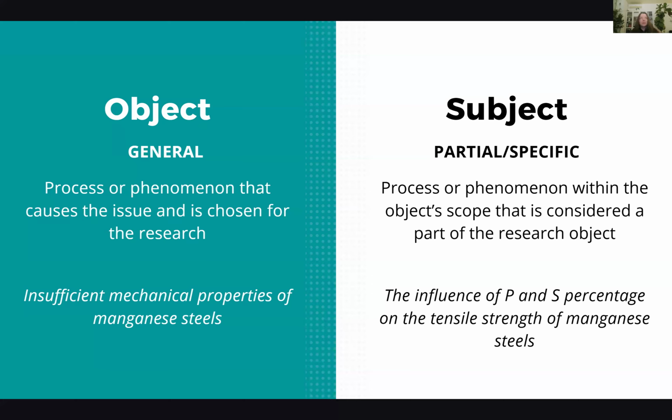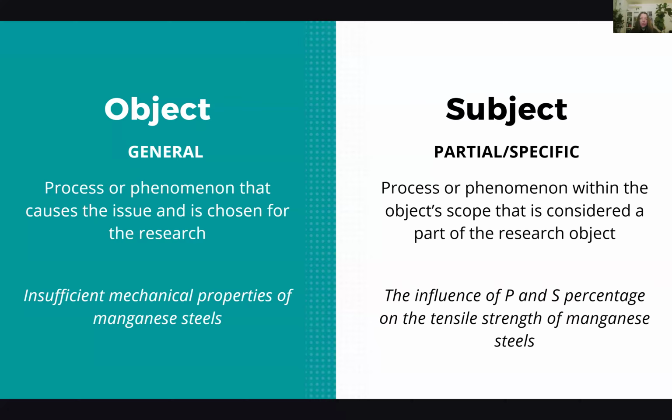For example, if you are researching something about equipment for your foundry, your object could be the life cycle of an induction furnace or predictive maintenance of your die casting machine. So it's something general, a broad topic you are going to study, where there is a problem you're going to solve.